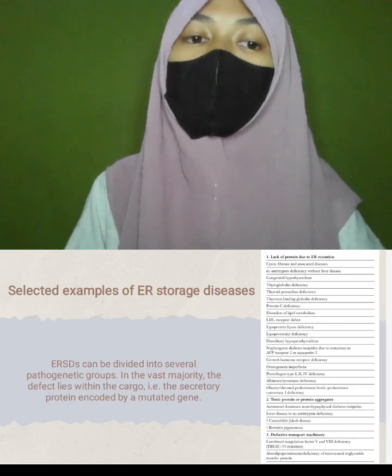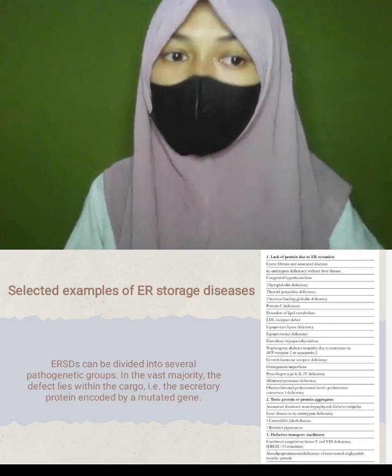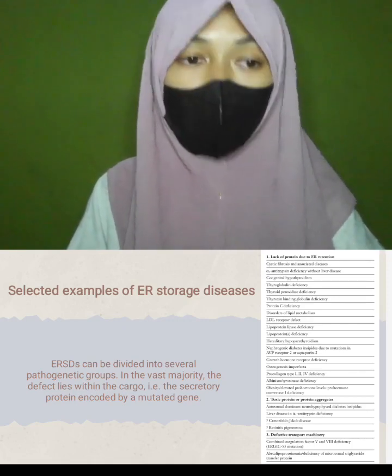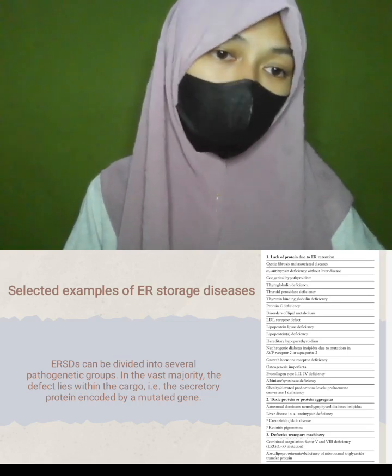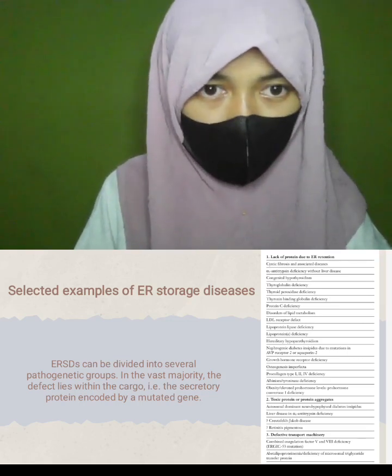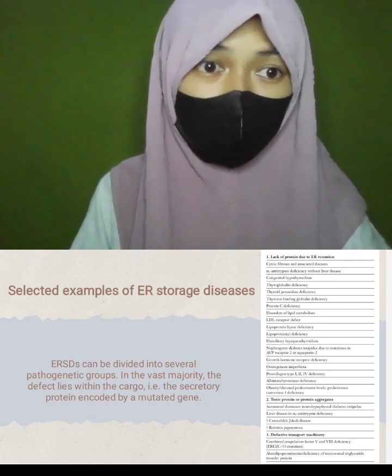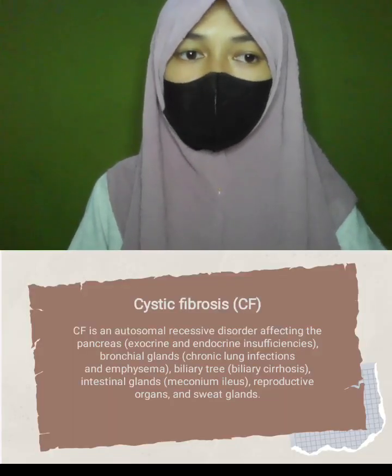ERSD can be divided into several pathogenetic groups. In the vast majority, the defect lies within the cargo, such as the secretory protein encoded by a mutated gene. So, itong table na to, makikita natin dyan yung different example ng ER storage disease.